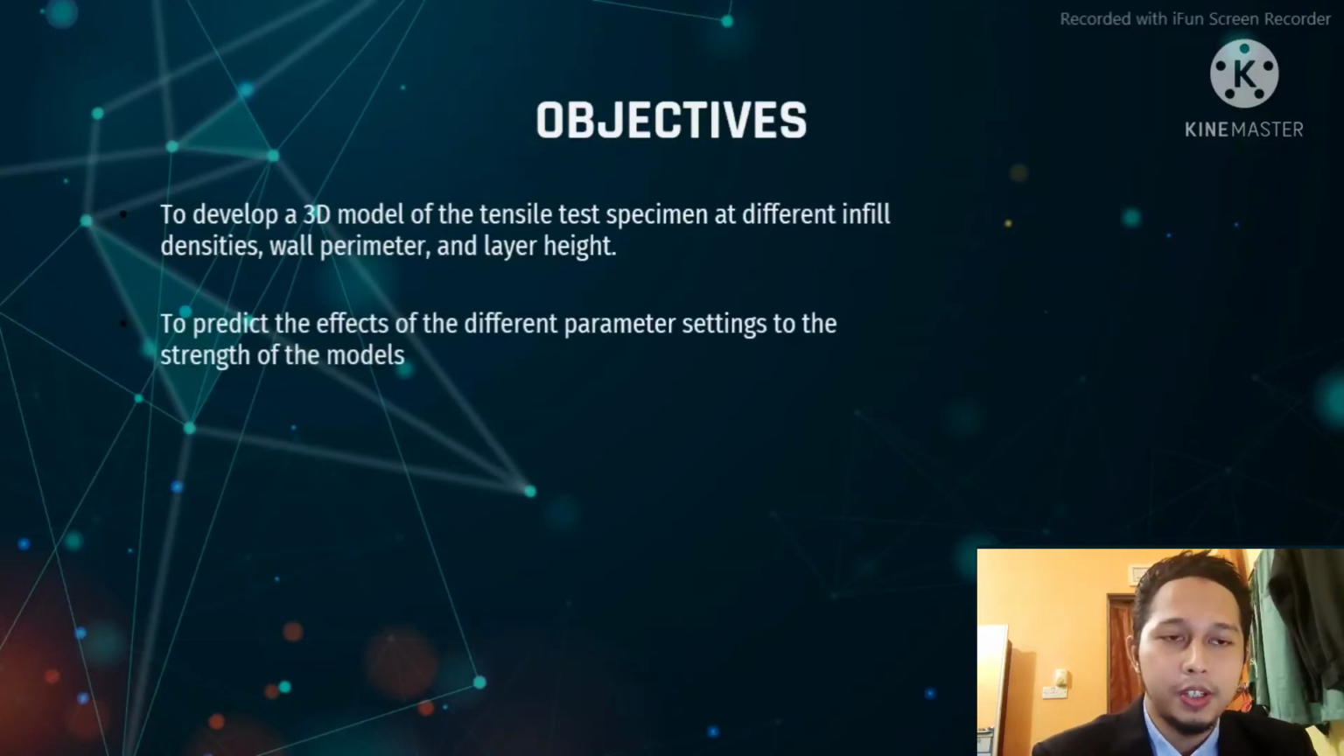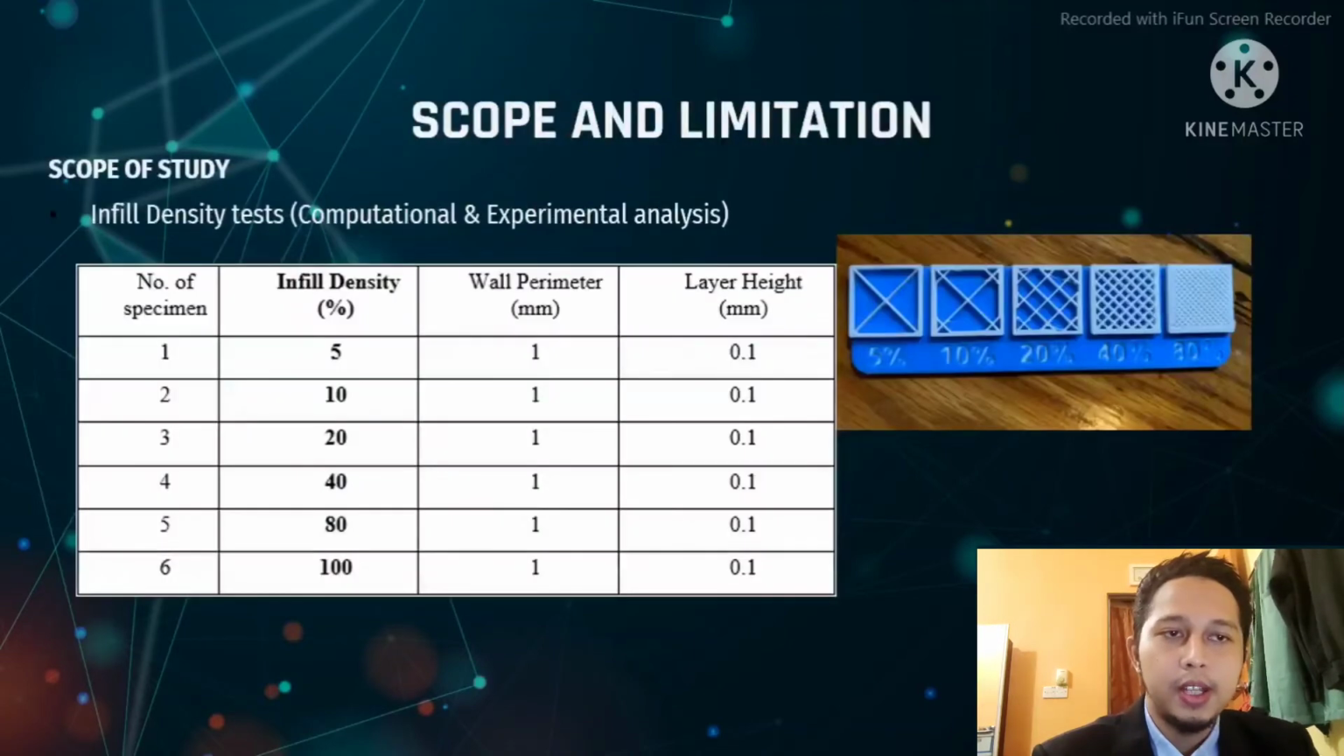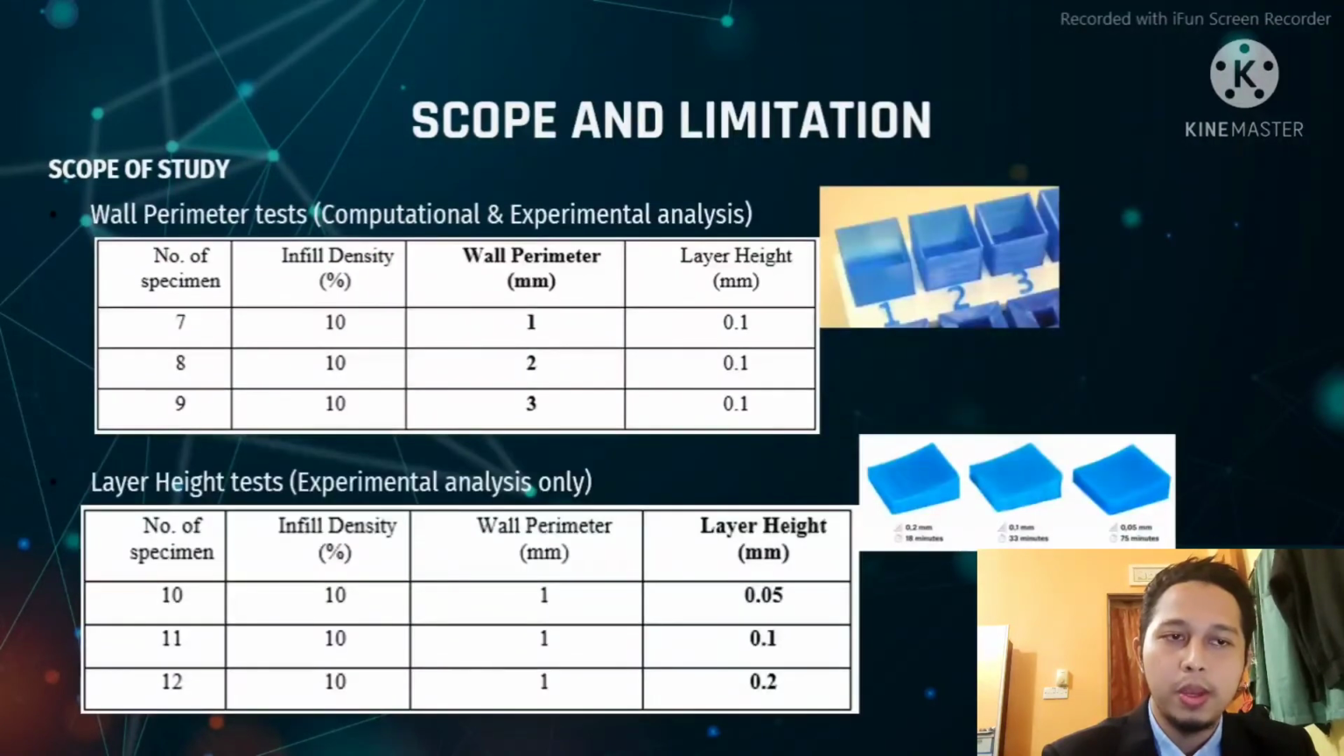For the scope and limitation, the scope of study. For the infill density test, there will be 6 models with 6 different infill densities ranging from 5% to 100%. All the wall perimeters will be set at 1 mm and layer height will be at 0.1 mm. For the second test, which is the wall perimeter test, there will be 3 models with wall perimeters of 1 mm, 2 mm and 3 mm. The infill density will be constant at 10% and the layer height will be at 0.1 mm.